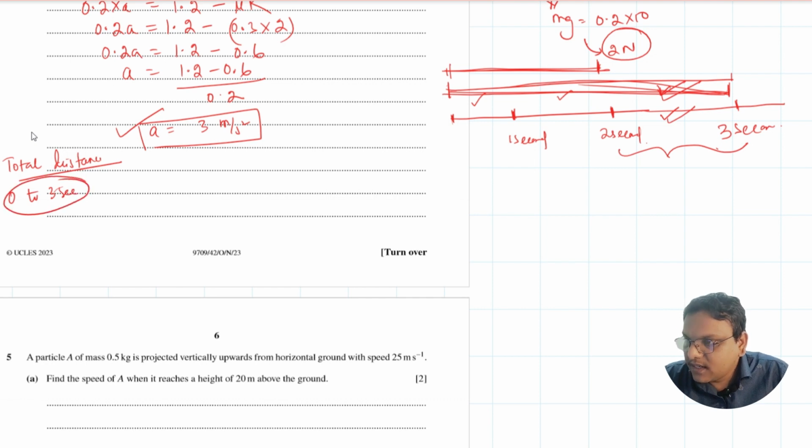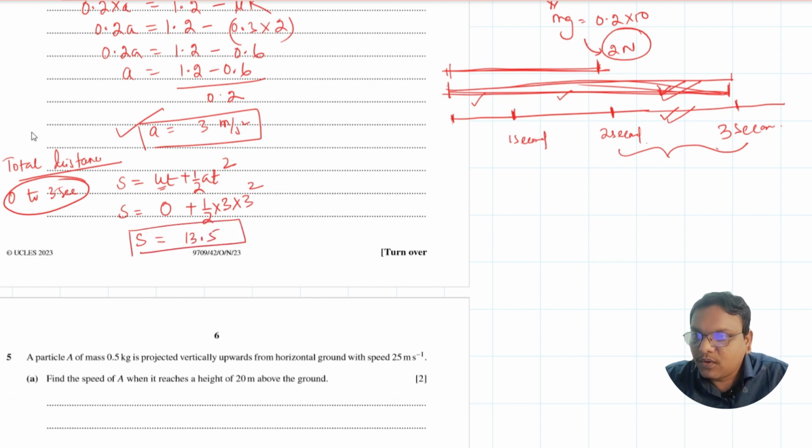So how to find this? We'll take the formula S equals ut plus half at square. So distance S equals, obviously the initial velocity is 0, so 0 plus half times acceleration, which we got as 3 meter per second square, times the time of 3 seconds, that is 3 square. So I got S equal to 13.5 meter. That is the total distance I'm talking about, 13.5.